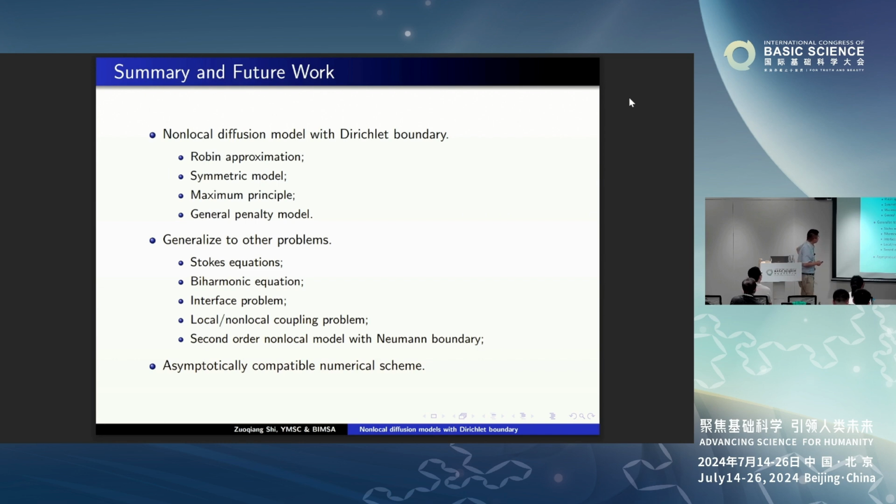In the future, there are some works still ongoing. For example, we want to generalize this method to other problems. For example, Stokes equations, biharmonic equations, interface problem, and local-nonlocal coupling problem. Here, I just want to mention that recently we found that the interface problem is very powerful, very effective in semi-supervised learning problem.